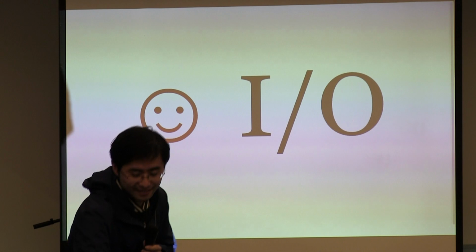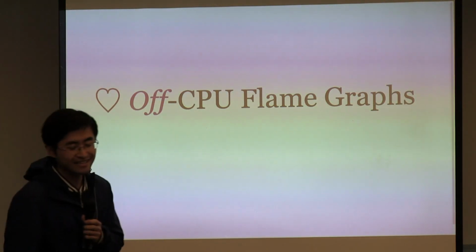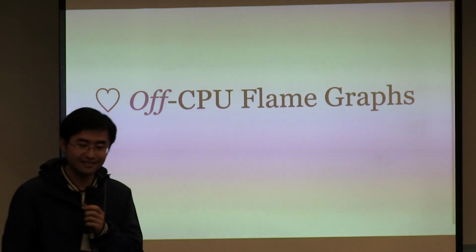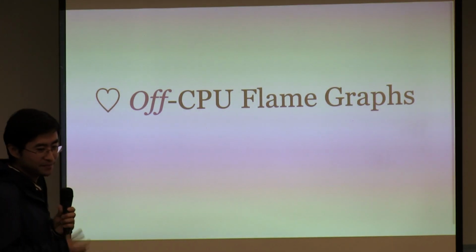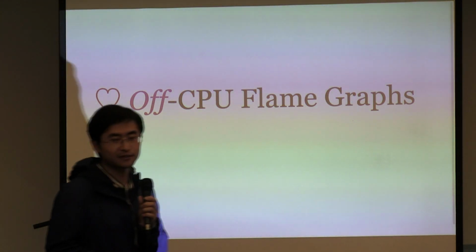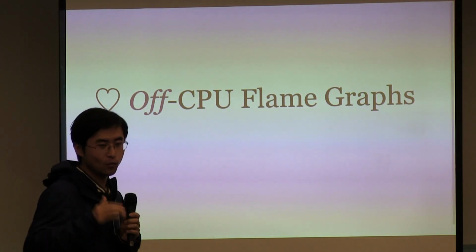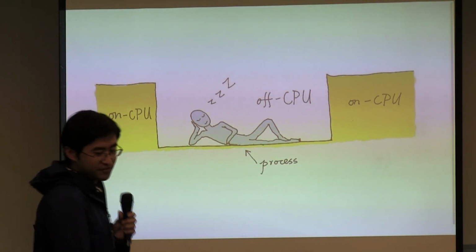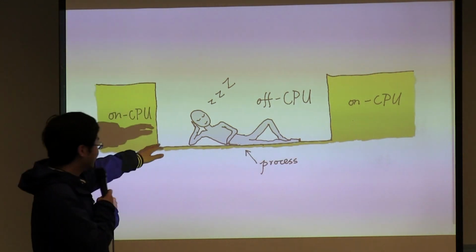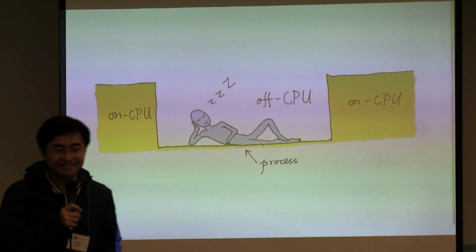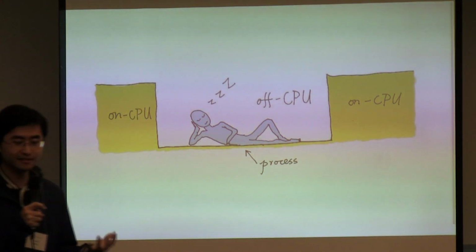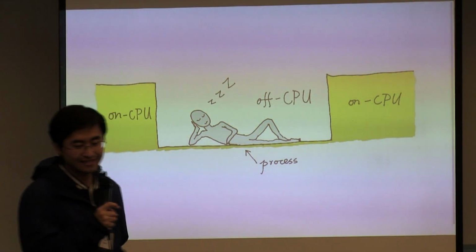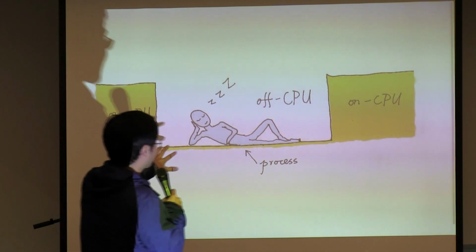To find such things, we have excellent tools. That is the off-CPU time flame graphs. I'll talk about off-CPU first, because the first flame graph in the world is all about on-CPU time. So what is off-CPU time? Off-CPU time is when a process, this guy is a process, does nothing, right? It's not running code. It's not running on any CPU cores. So this time is off-CPU time.